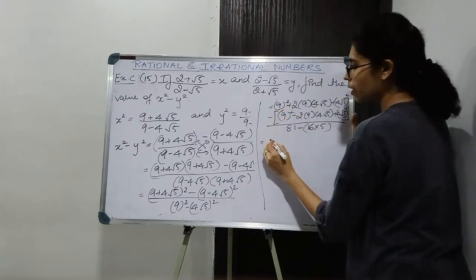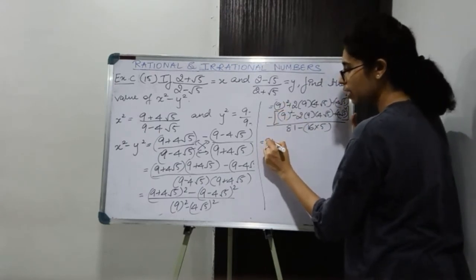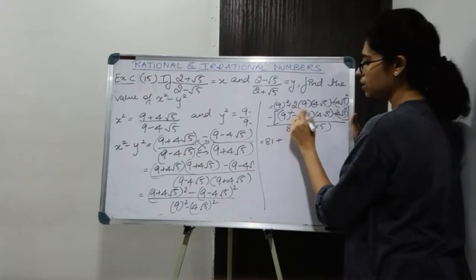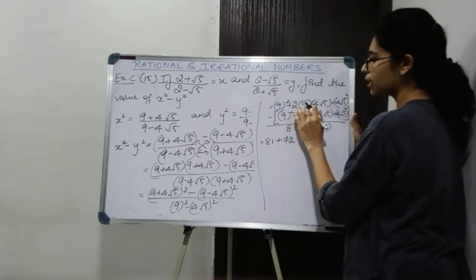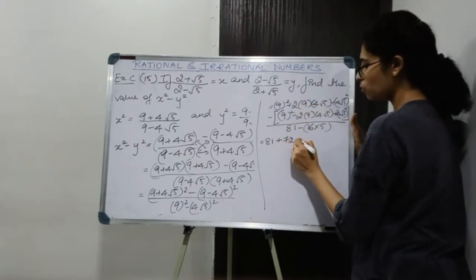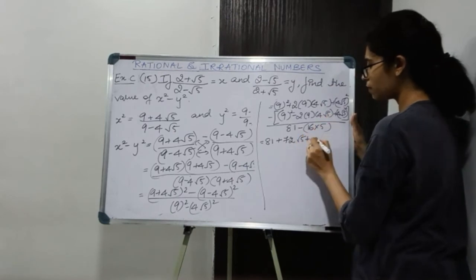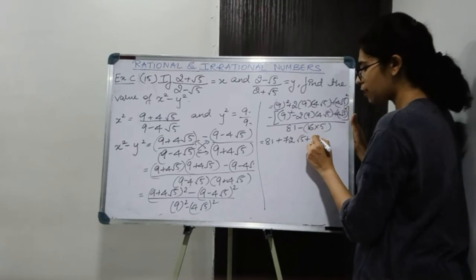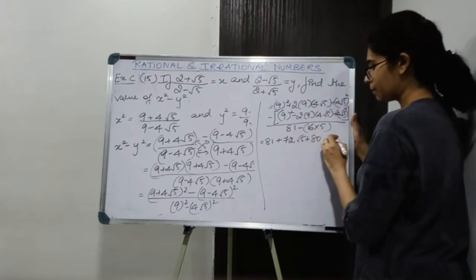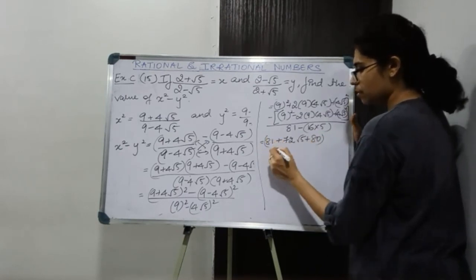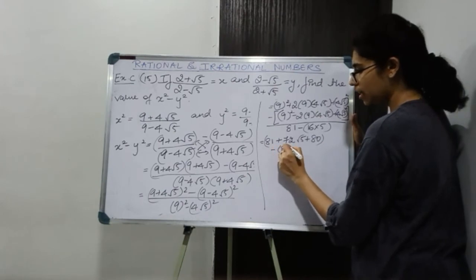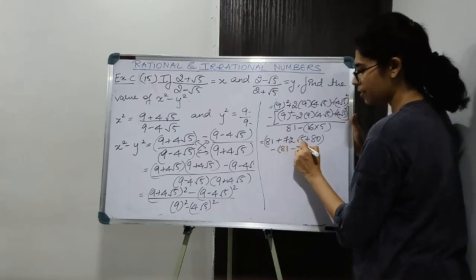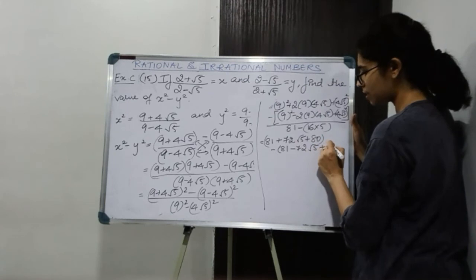So 9 square will give 81 plus this will be 72. 9 2s are 18, 18 4s are 72. Root 5, 4 square will give 16 and root 5 square will give 5. So 16 into 5 gives 80 minus 81 minus 72 root 5 plus 80.